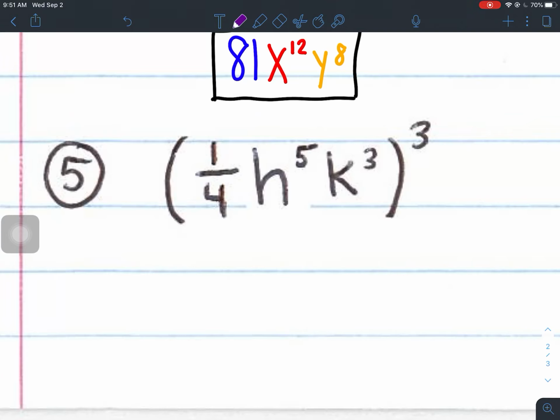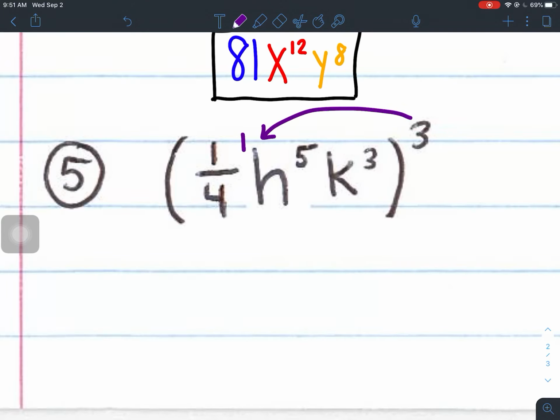Now, you still need to identify the exponents. Now 1/4 is ugly, right? It's a fraction, I know. It doesn't look cute. But what is the exponent on the 1/4? It is a 1, right? So you want to keep that exponent there. You want to be like, hey, there's an exponent still there, so I want to make sure I keep that there. So the exponent on the h is a 5, and the exponent on the k is a 3. So always identify all your exponents so that you don't mess this up.